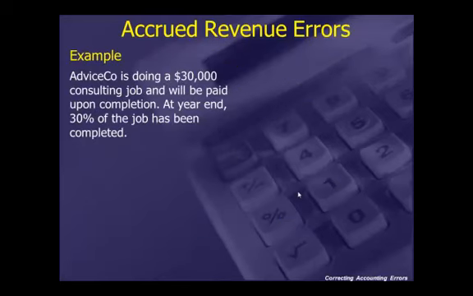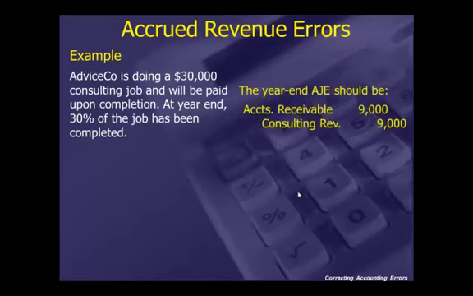All right, here's an example. Advice Co. is doing a $30,000 consulting job, and it will be paid upon completion. At year end, 30% of the job has been completed. All right, 30% of 30,000, so that would be $9,000 has been completed. So the year-end adjusting entry should be a debit to accounts receivable for $9,000 and recognizing the revenue by crediting consulting revenue for $9,000.